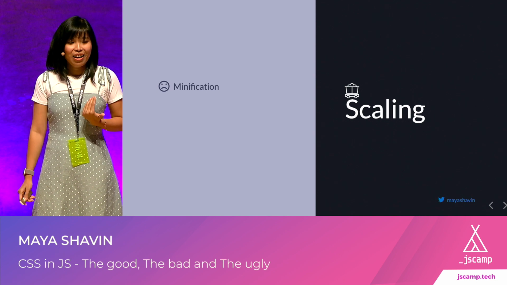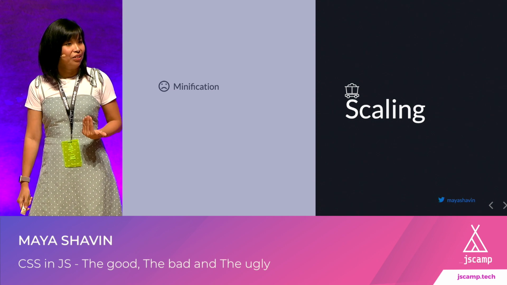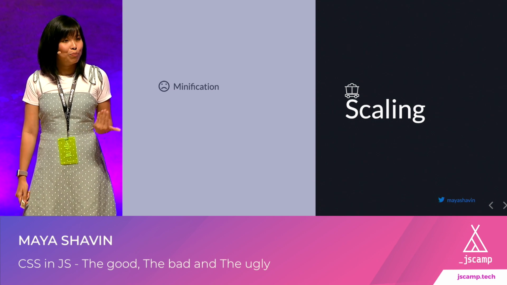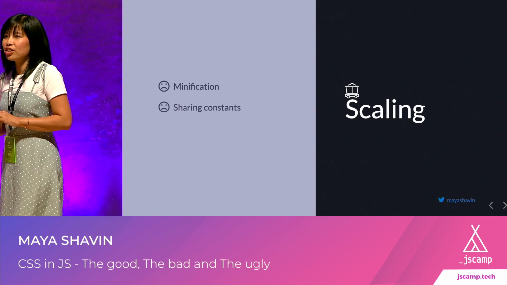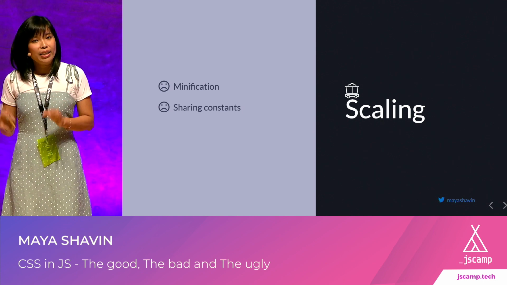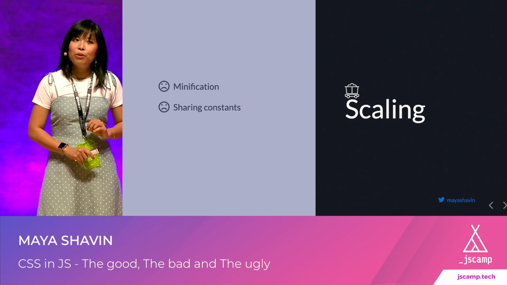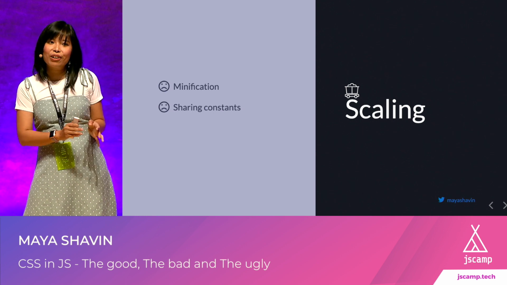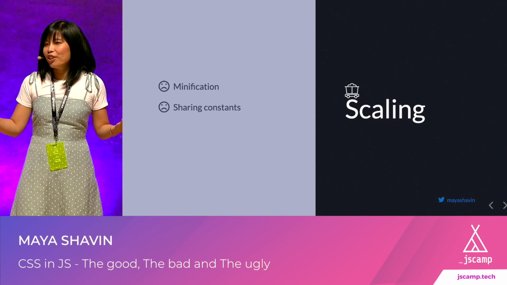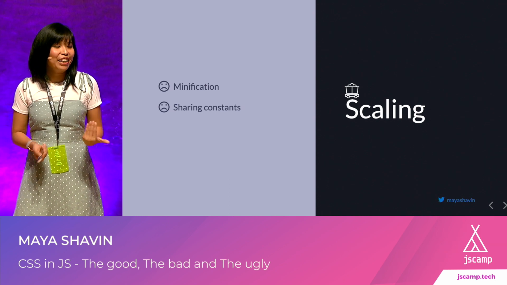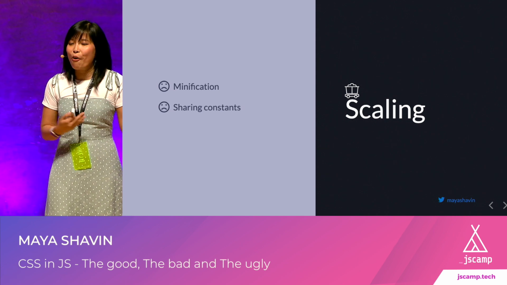And what next? Minification. Every single CSS file has to be minified before delivery to production, or else you end up with a very large bundle size. Sharing constants. You cannot really share the same variable inside CSS until CSS variables were introduced. But CSS variables are not supported in Internet Explorer, let's say. So if I have to support Internet Explorer, I cannot use them. So sharing constants is kind of annoying.